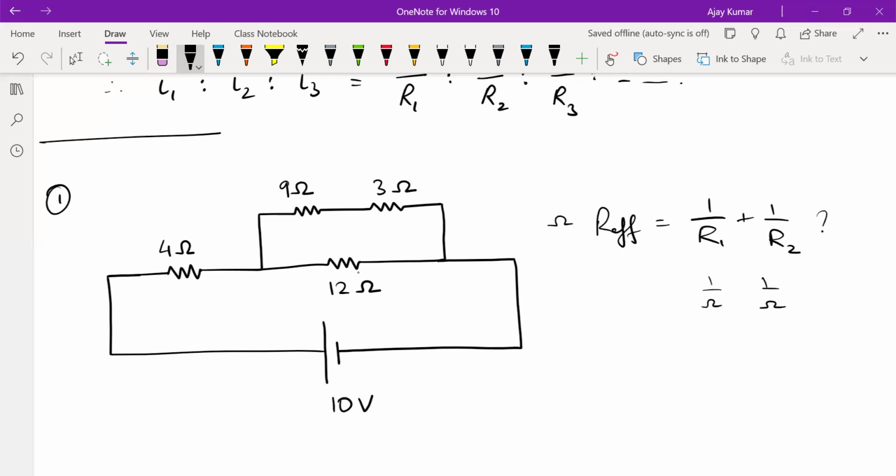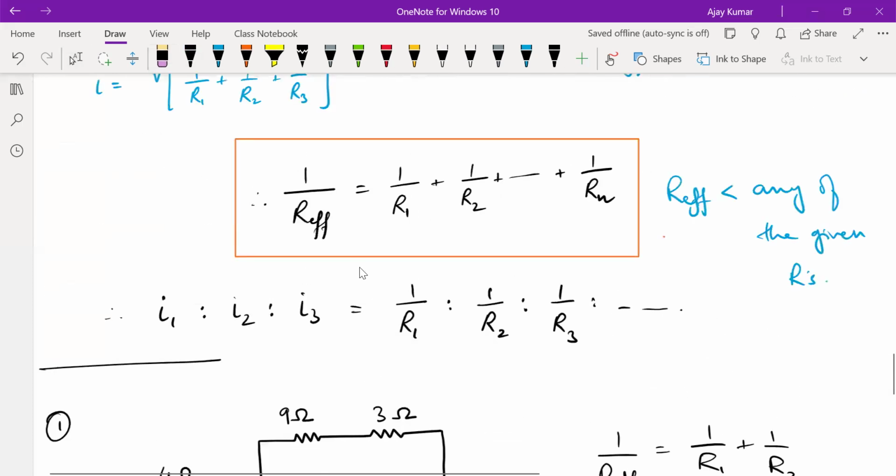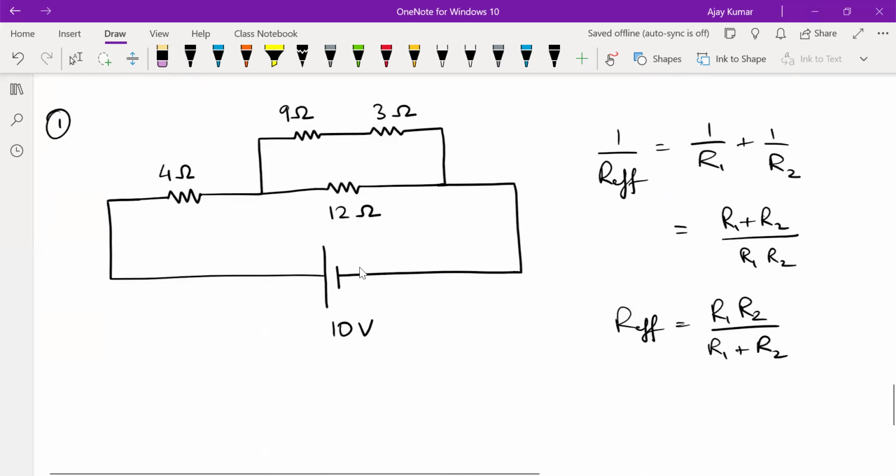See, this is a very common mistake that students make. You know 1 by R1 plus 1 by R2, but you should remember that it gives you 1 by R effective. It doesn't give you R effective. Harika, got it? Yes, sir. So how much does this become? It becomes R1 R2 in the denominator, and the numerator will be R1 plus R2. But this is not the effective resistance. Effective resistance will be the inverse of this, so R1 R2 by R1 plus R2. For two resistors, you can use this formula to directly tell the effective resistance. If there are more than two, you write it this way and find out 1 by R1 plus 1 by R2 and so on.